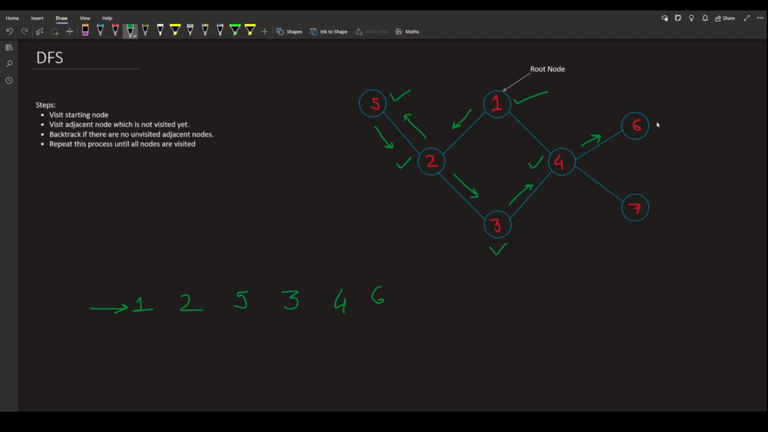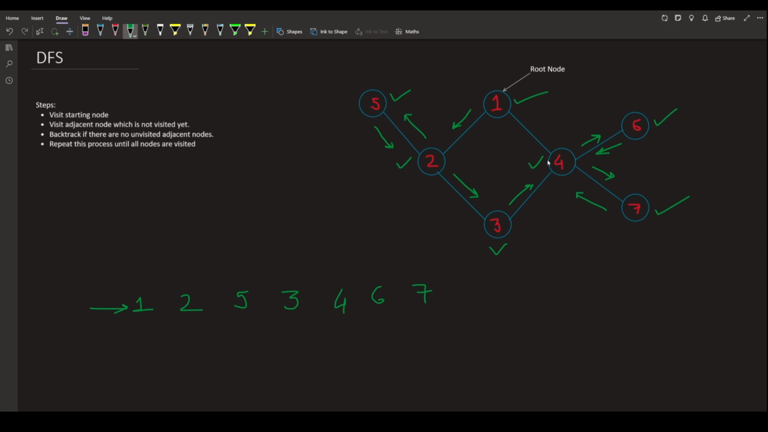6 is visited. Now no unvisited nodes are left for this, so we will be coming back to 4. Now we have 1 left, which is not visited, so we came to 7, mark it as visited. Now let's backtrack as there are no unvisited nodes left, so we came to 4 again.